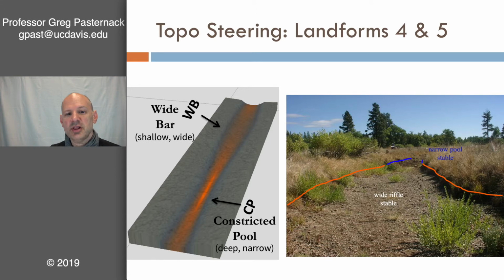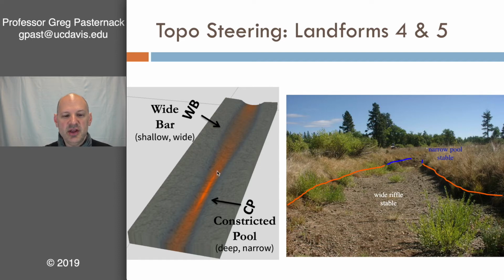There are 2 more landforms that complete the story. These are wide bar and constricted pool. A wide bar, like nozzle, has a high bed elevation, but it's wide. Constricted pool, like oversized, is deep, but it's narrow.